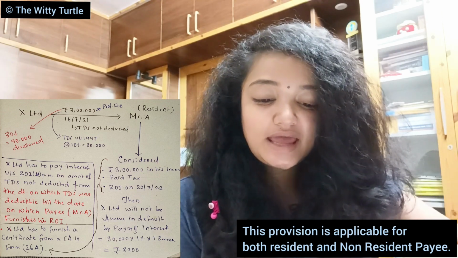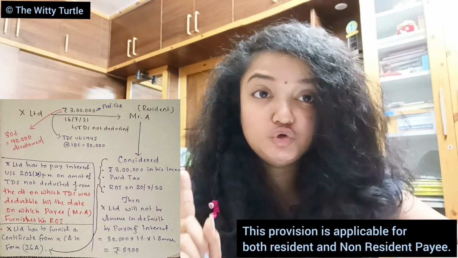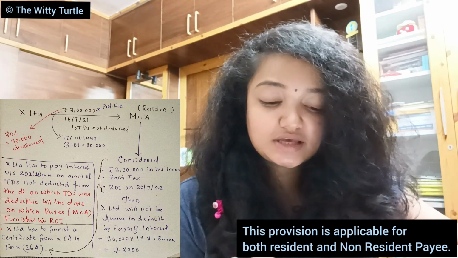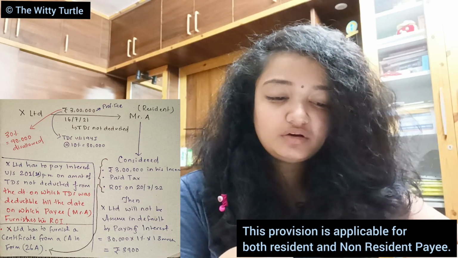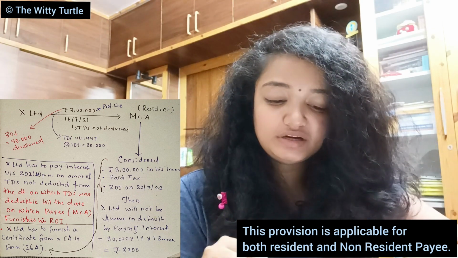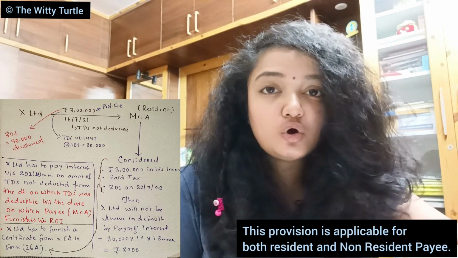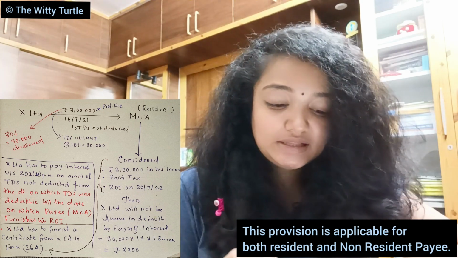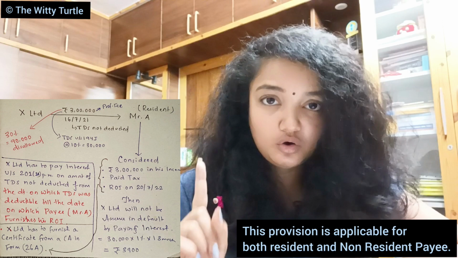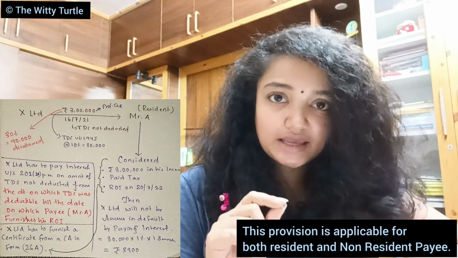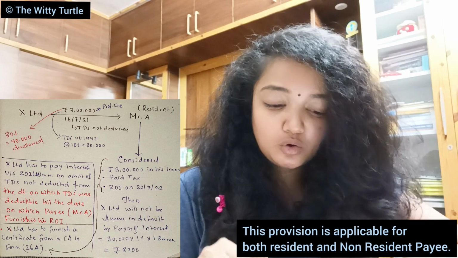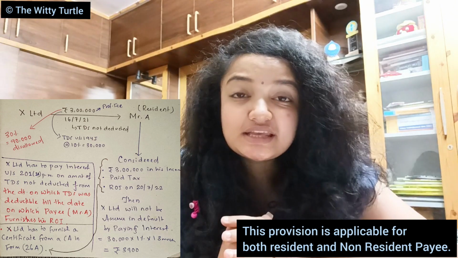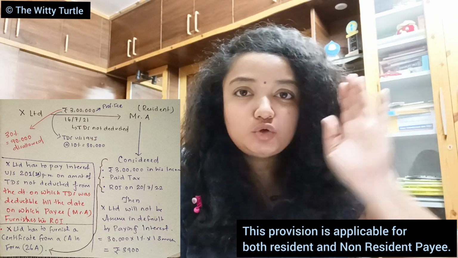The provision says that X Limited has to pay interest under section 201 subsection 1A on a per month basis on the amount of TDS not deducted, from the date on which TDS was deductible. The date on which TDS was deductible was 16th July 2021. Till the date on which the payee, Mr. A, right? He is the payee here. Till the date on which the payee furnishes his return of income. So in this case, the interest amount will be charged from which date to which date?